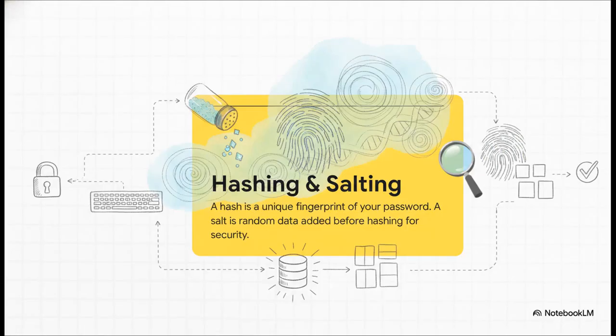And to make things even more secure, they add something called a salt. A salt is just a little piece of random data that gets mixed in with your password before it's hashed. This means that even if you and I have the exact same password, our hashes stored in the database will be totally different. So when you log in, the server just takes the password you typed, adds your unique salt, hashes it, and then compares that result to what it has on file.